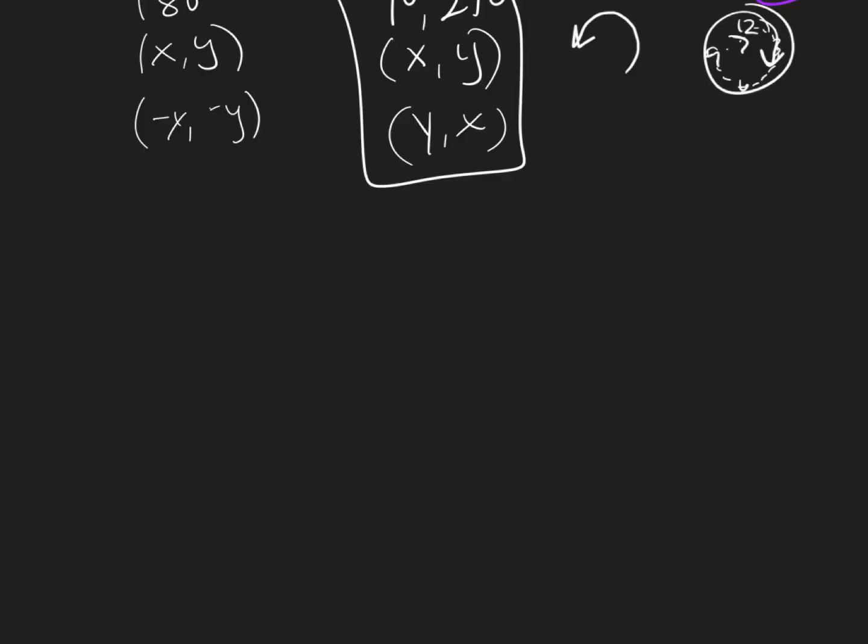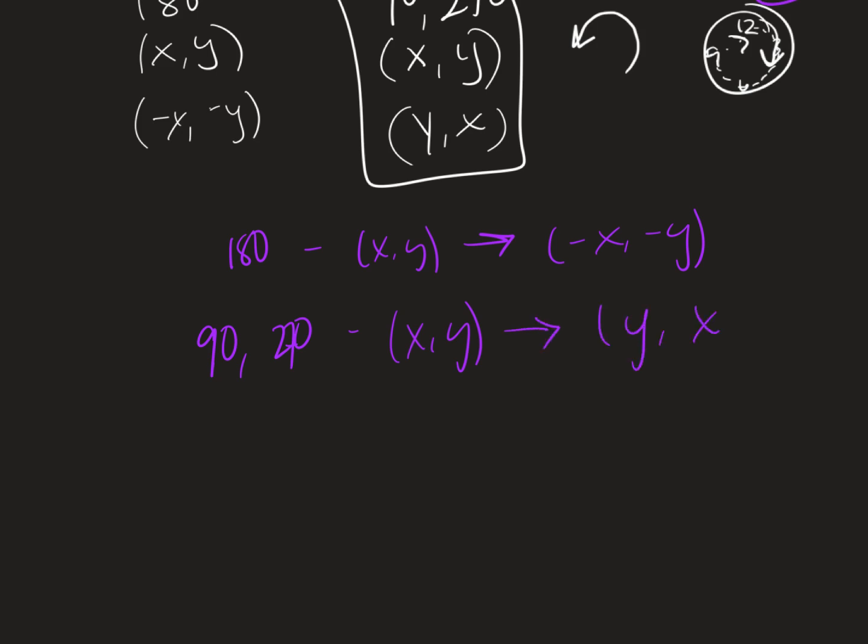Okay, there we go. So in general, on the rotations, here's kind of what I do. If it's 180, (x, y) just becomes (negative x, negative y). Pretty simple. If it's 90 or 270, that means that x and y switch. So it becomes (y, x). But then I have to figure out the signs.